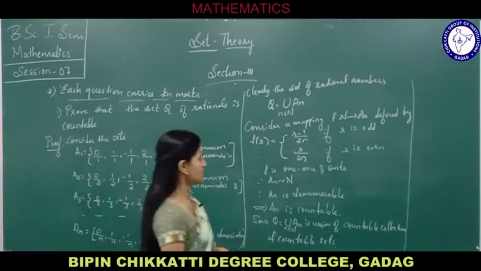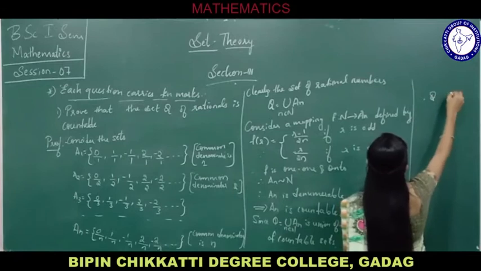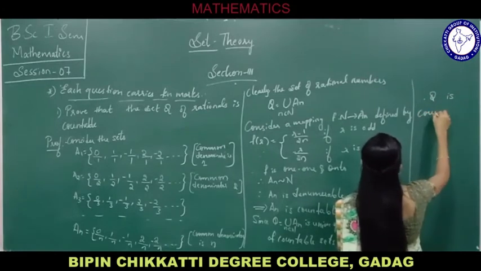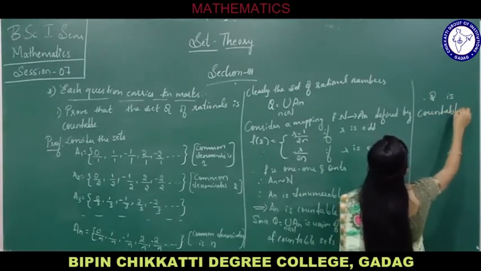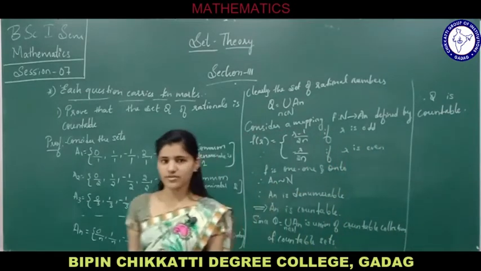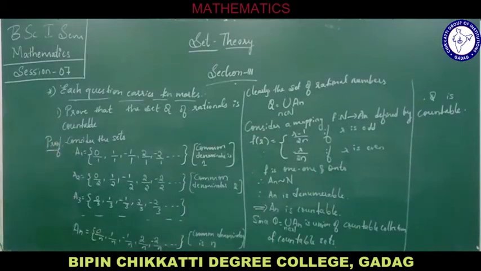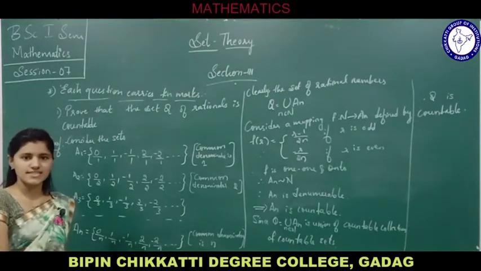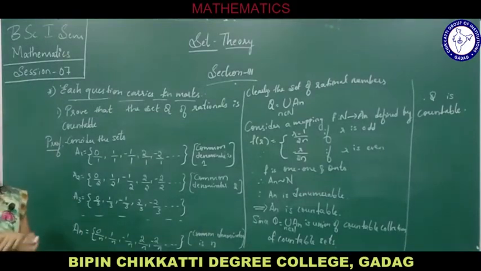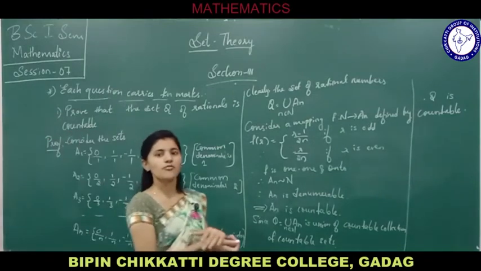Therefore Q is countable, just the same as we had discussed for natural numbers, right? What we were supposed to prove was that the set of rational numbers is countable. For that, we considered the sets in the form of p by q, since they are rational numbers.